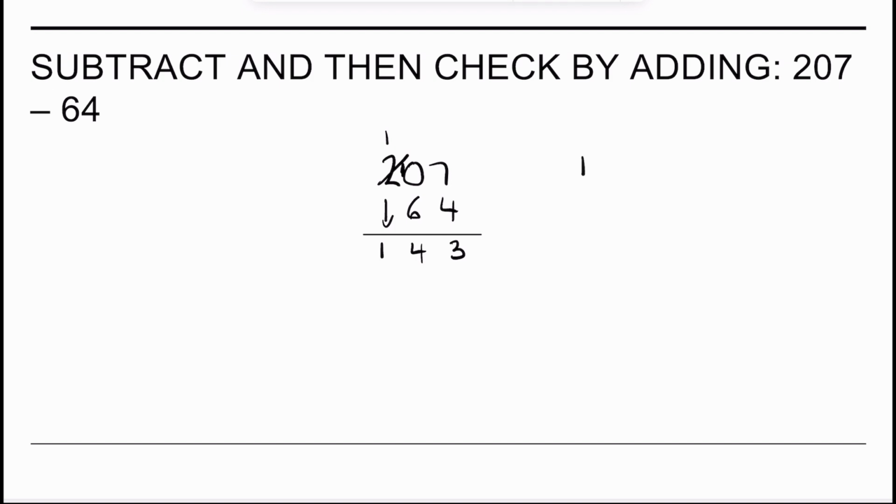Now to add back, I would say 143 plus 64, and we should get 207. So 3 plus 4 is 7, 4 plus 6 is 10, so we put the 0 there, carry the 1, 1 plus 1 is 2, and so we get 207, so we know we're correct.